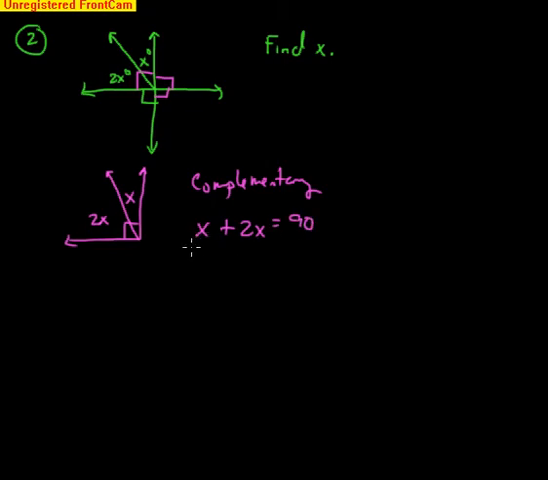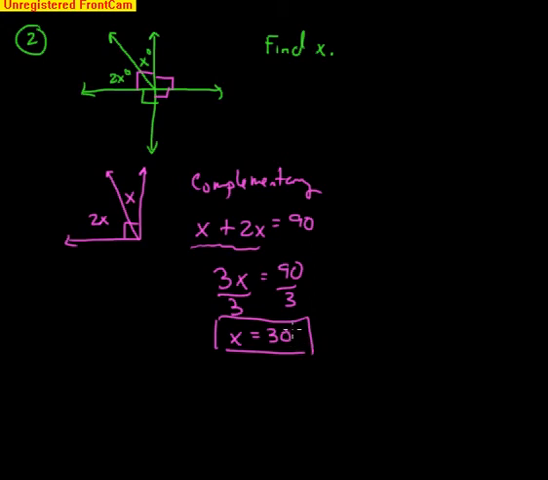We combine like terms. X and 2x, that's 1x plus 2x is 3x. And we divide by 3. There's x is 30. Notice I don't put a degrees with the x. X is not a degrees. X is a number. If I were to plug this back in, 2 times 30 would be 60 degrees, and this would be 30 degrees, the angle measures. But x is not an angle, it's a number. So there's using perpendicular lines in that example.